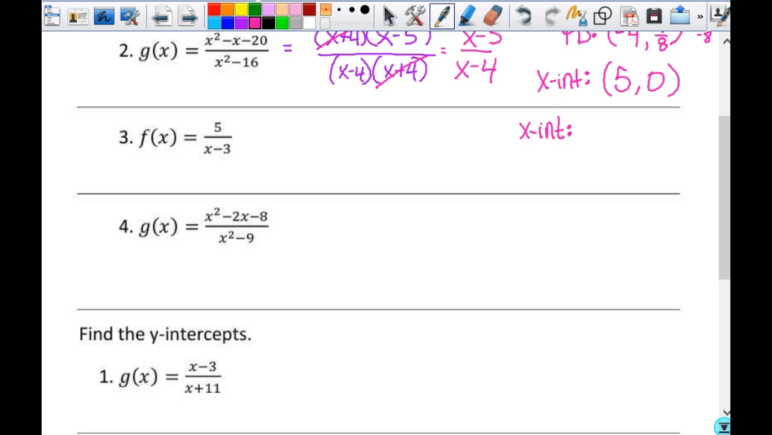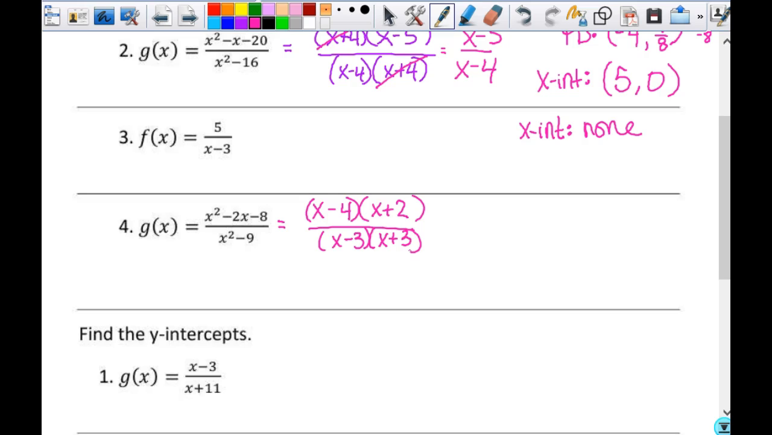Okay. So in 3, can I reduce anything? Can I factor anything? No. What's the x-intercept? None. There isn't one. All right. And then number 4, we're going to have to factor. So the numerator becomes x minus 4, x plus 2 over x minus 3, x plus 3. Anything I can reduce? No.